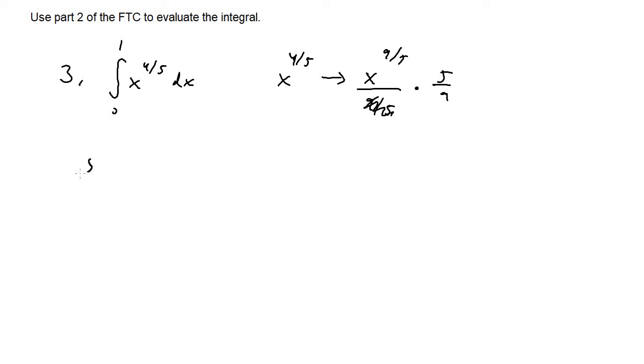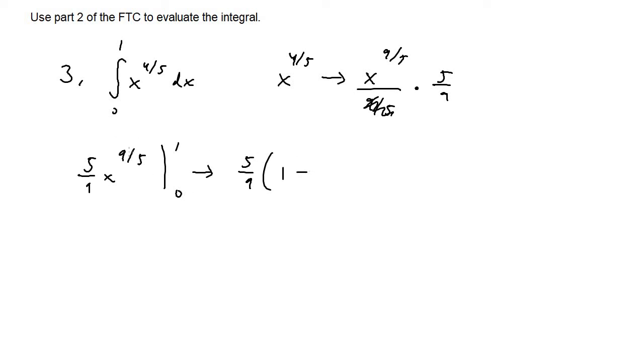So what we have left is 5 over 9 times x to the 9/5. And then we're going to go ahead and evaluate from our bounds of 0 to 1. Now whenever you have a constant, you can take that outside when you evaluate. So we have 5 over 9 times, when I plug in 1 for x, we have 1 to the 9/5, which is just 1.